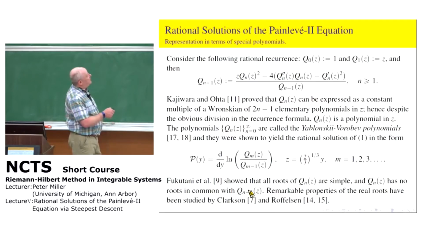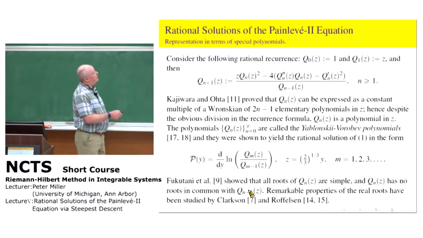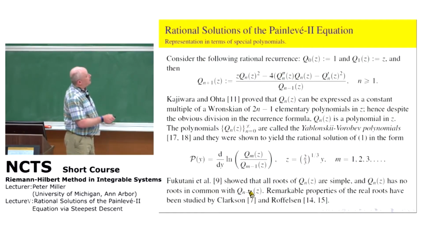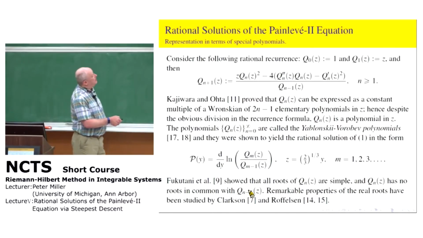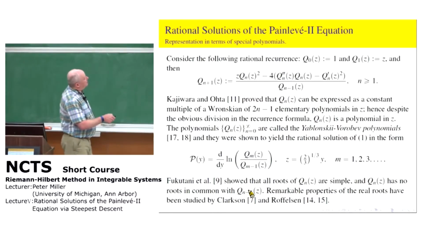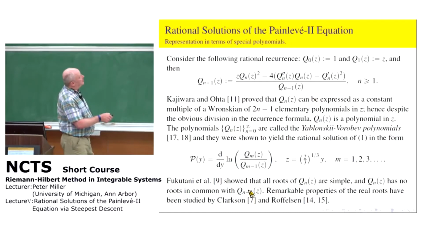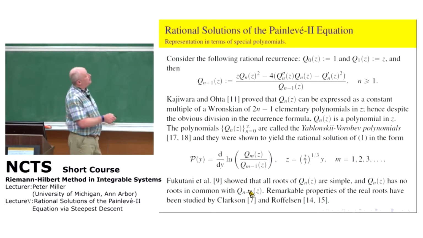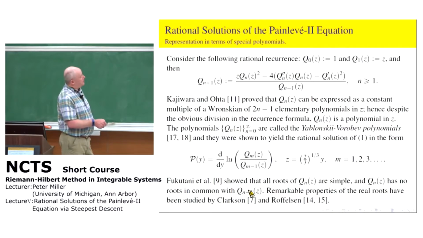But in fact, Kajiwara and Ohta showed that the qn given by this recurrence relation, you could express it as a constant multiple of some Wronskian, and that Wronskian involves only polynomial functions. And that means that despite whatever is going on when you look at this with division in this formula, somehow this fraction always turns out to be a polynomial in z. And these polynomials are called the Yablonskii-Vorob'ev polynomials. They were actually discovered originally in the late 1950s.